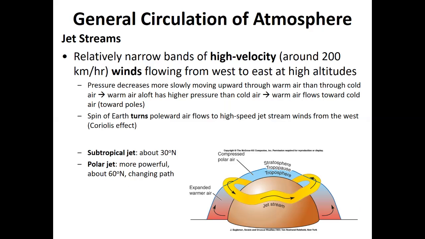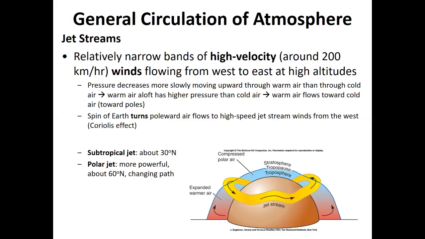And we'll talk more about storms when we talk about extreme weather. So the jet stream, which you may have heard of, is this relatively narrow band of high velocity air, about 200 kilometers per hour, that flows from west to east at high altitude.